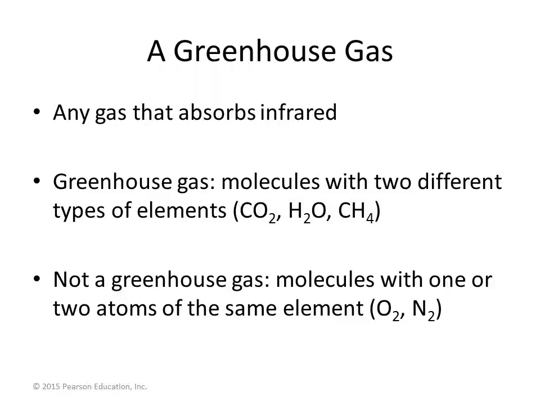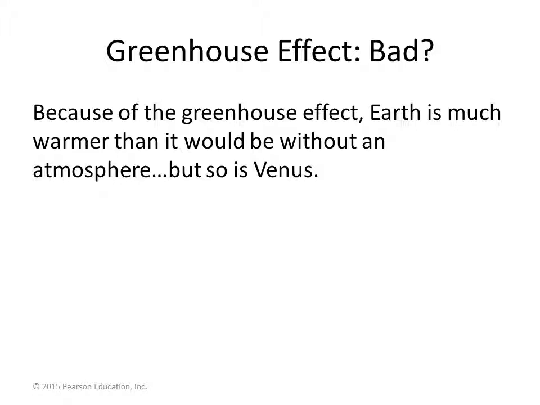Things that are not greenhouse gases are one or two atoms of the same element, such as oxygen or nitrogen, which of course are major components of the air we breathe. It's these other molecules that will actually absorb energy. So, because of the greenhouse effect, Earth is much warmer than it would be without an atmosphere, but so is Venus. And of course, we know Venus has a much, much higher surface or air temperature.